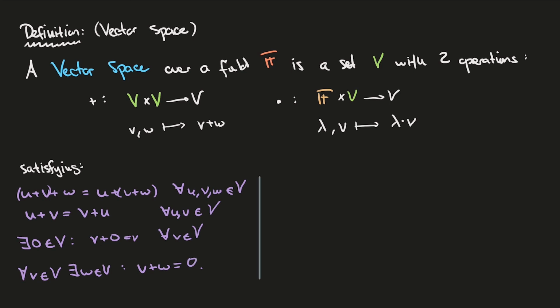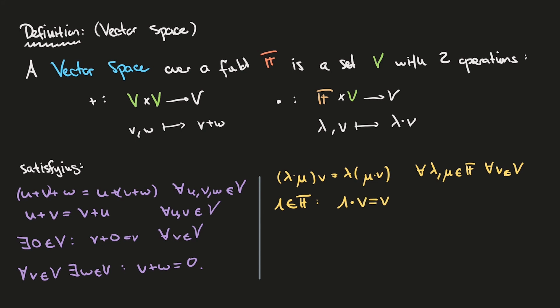Next, we turn to the scalar multiplication, which we would also like to be associative. So this means that lambda times (mu times v) is equal to (lambda times mu) times v for all lambda, mu in F and for all v in V. And secondly, we would like that the unit element with respect to multiplication in our field F is also a unit with respect to scalar multiplication in our vector space. So 1 times v should equal v for all v in V.